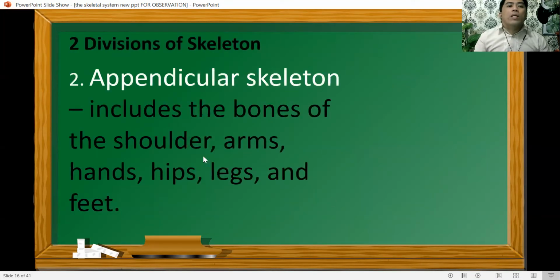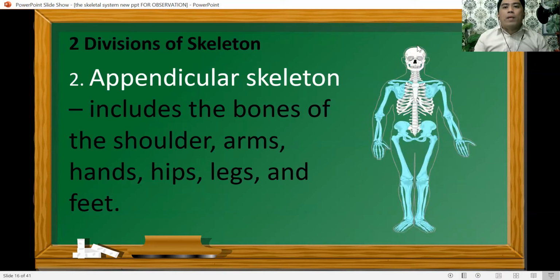Next division is the appendicular skeleton. So the appendicular skeleton includes the bones of the shoulder, the arms, the hands, the hips, the legs, and the feet. Yan. So lahat na maliban dito sa mga nakaputing kulay na mga bones, they are considered part of the appendicular skeleton, and they are responsible for movement of the body. So kung si axial is for protection of the internal organs, so si appendicular naman ay for movement.